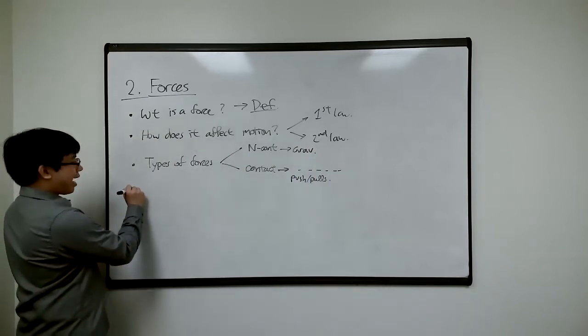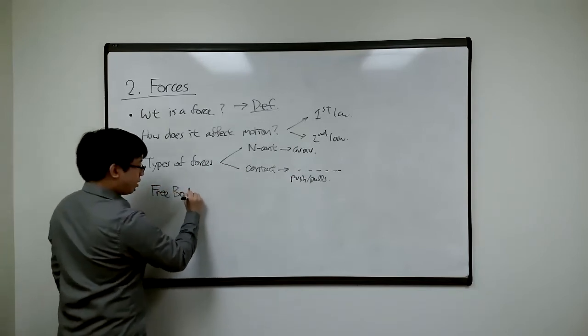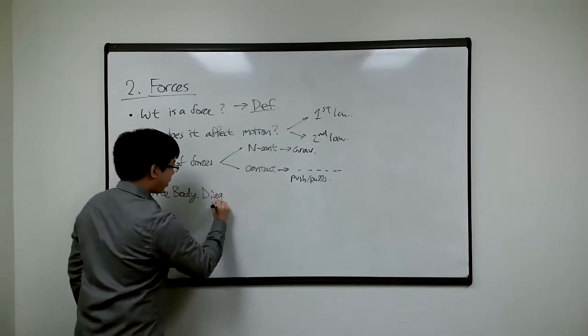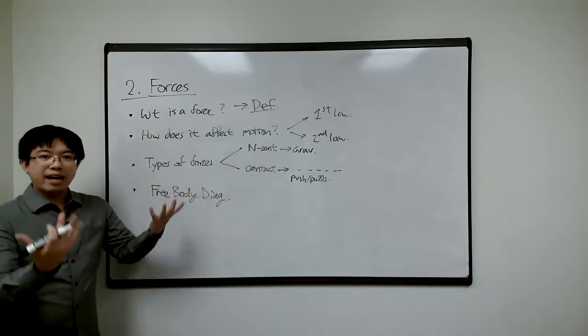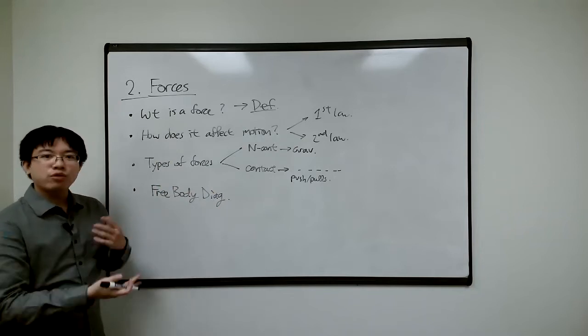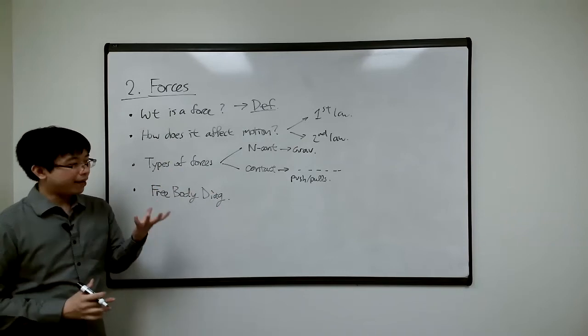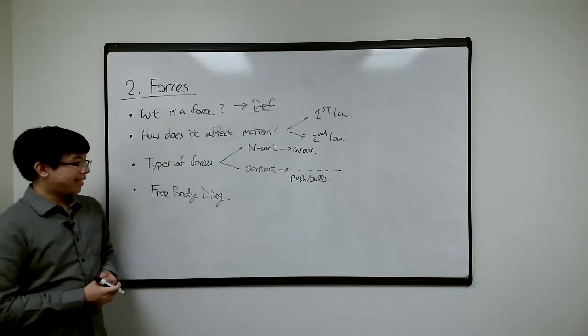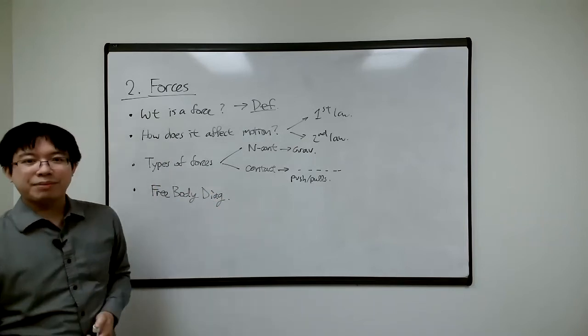And finally, we learned about free body diagrams, and we will see the power of these in the next lecture. It's basically a way to graphically write down all the possible forces on the object. And next time we'll see how this affects different types of motion.